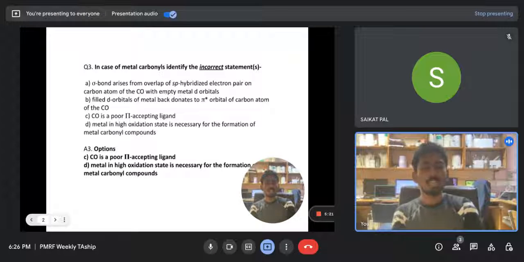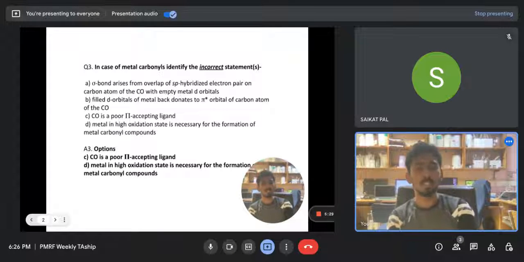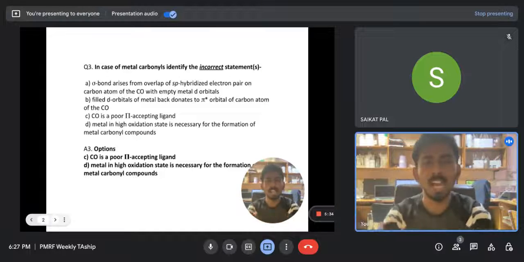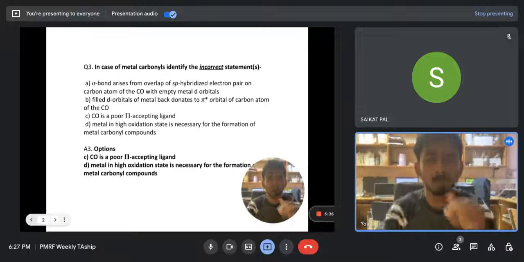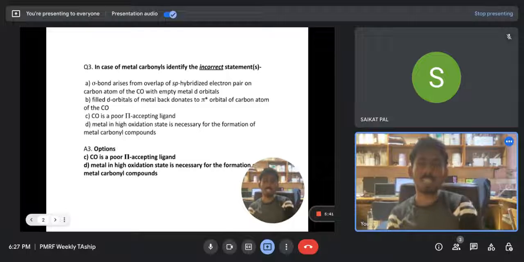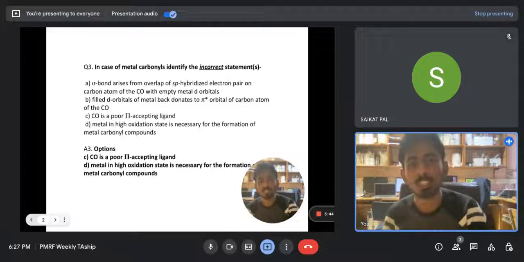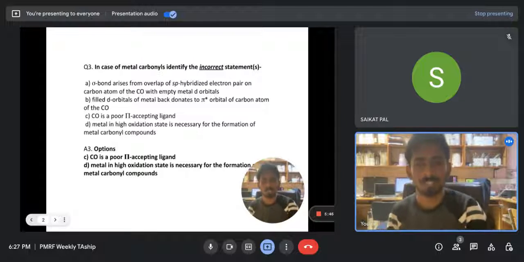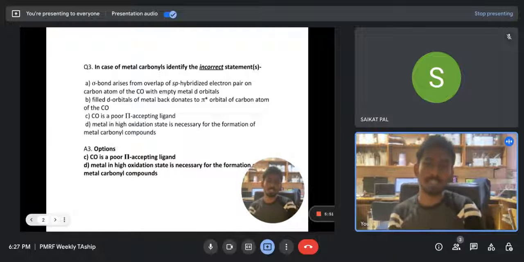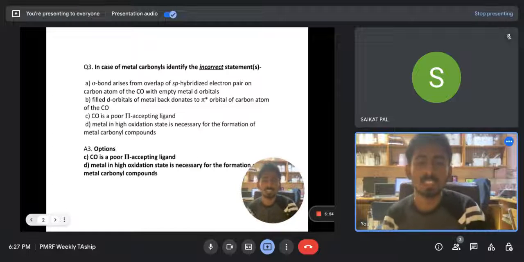The third question is regarding identification of the incorrect statement or statements. This is an MCQ or MSQ, both are possible. The options are: firstly, the sigma bond arises from overlap of the sp hybridized electron pair on the carbon atom of the CO with empty metal d orbitals. Second, filled d orbitals of the metal back donate to the pi star orbital of the carbon atom of the CO. Third, CO is a poor pi acceptor ligand. The last option is that a metal in a high oxidation state is necessary for the formation of metal carbonyl compounds.